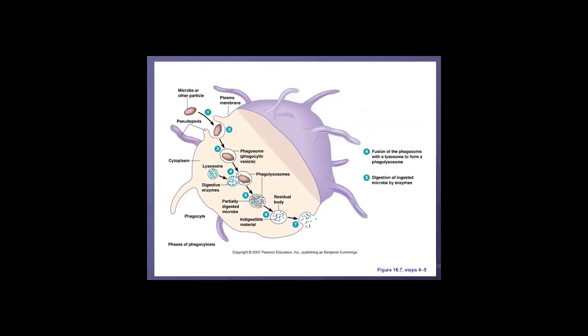Now, we need to kill this microbe. That's the whole point of phagocytosing it. So what we're going to have happen is we have our lysosomes. Remember, these guys are chock full of all sorts of digestive enzymes. The lysosome is going to fuse with the phagosome, which you can see happening right here. And when it fuses, all those digestive enzymes get dumped onto the microbe. This creates the phagolysosome.